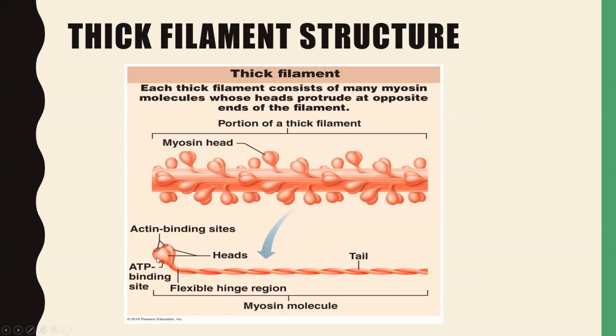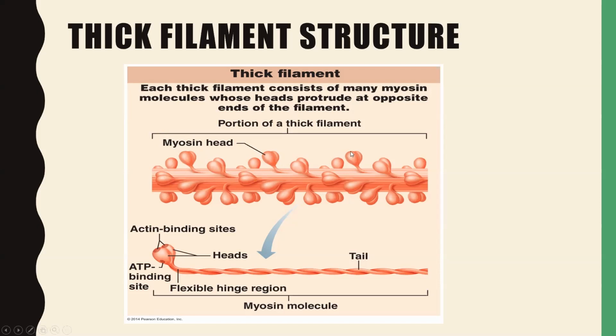In order for that pulling mechanism to occur, we need ATP. So there's where ATP is going to bind. And then we have this flexible hinge region, because we need the myosin heads to be able to swivel back and forth in order to produce a contraction.